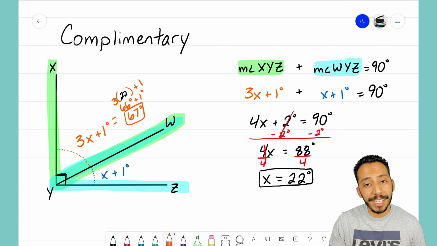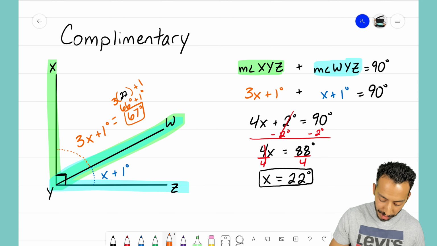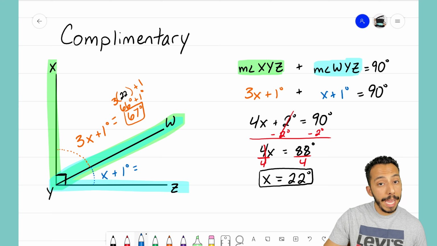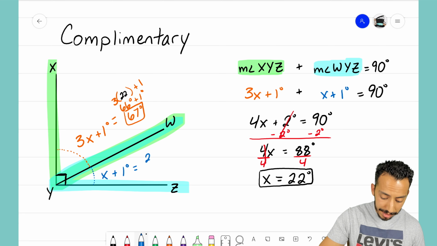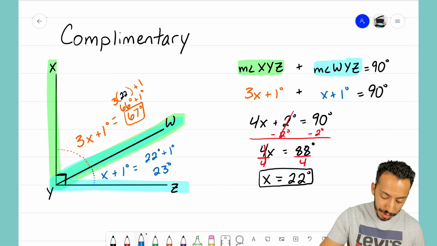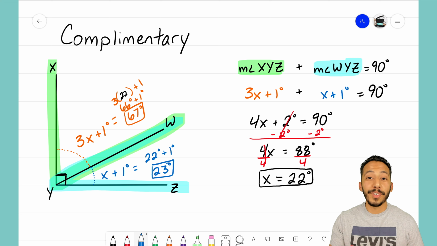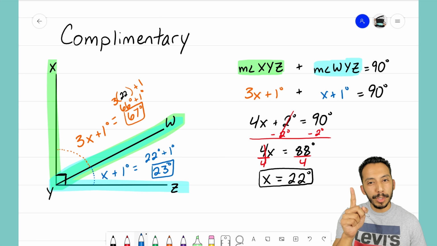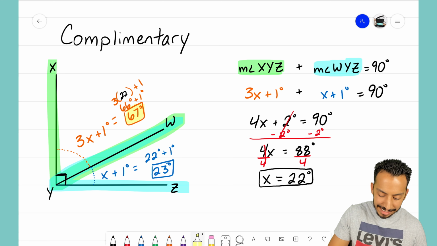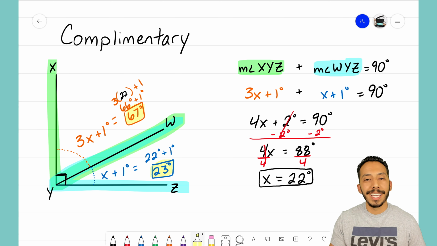I know that that top angle is 67 degrees, which then means our bottom angle is going to have to be, well, x plus 1, but x is 22 degrees. So 22 degrees plus 1 degree is going to give us an answer of 23 degrees for that bottom angle. Let's double check that that makes sense. I think it is going to make sense. 67 plus 23 definitely equals 90 degrees.